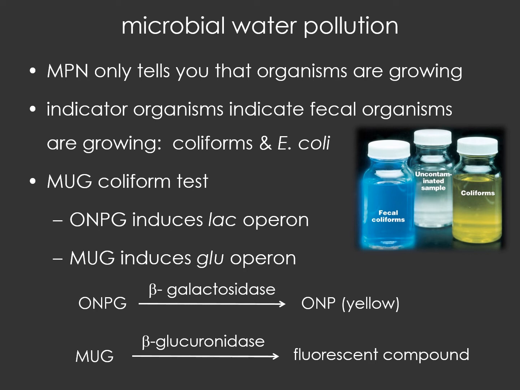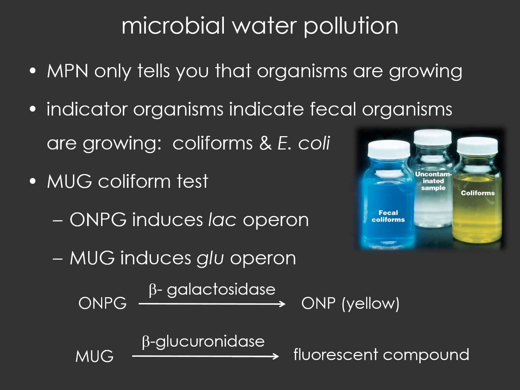And in order to look for E. coli, you can do something called a MUG coliform test, which is actually something that you will get to perform on a water sample of your choice. So the MUG ColAlert test is a commercially available kit that has two reagents or substrates in it. One is ONPG, and you don't need to worry about what that stands for. The other is MUG.